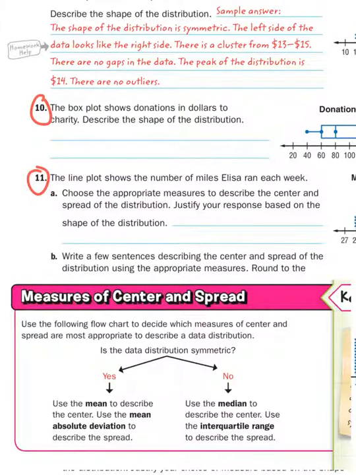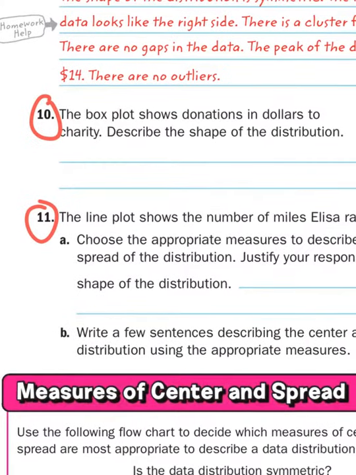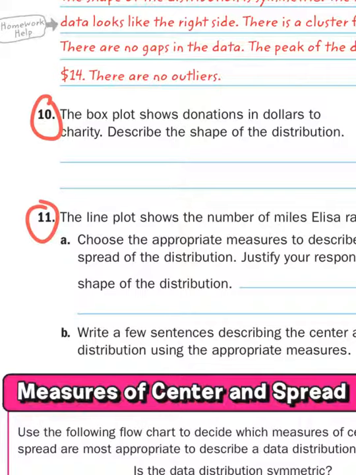Okay, so here we are. We're on page 897. And on 897, I'll write that at the top so people can see it. Page 897. You had to do 10 and 11, so make sure these are done before you watch this video. Unless you don't understand it, you could always do it with the video here. So I'm going to start with number 10. Now, in number 10, it says, the box plot shows donations in dollars to charity. Describe the shape of the distribution.